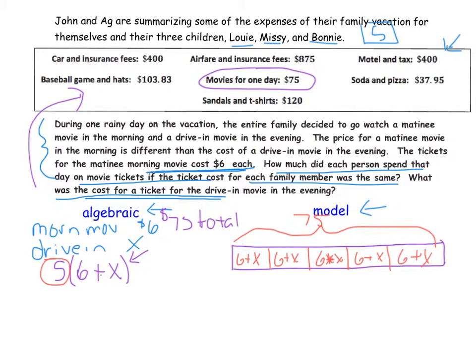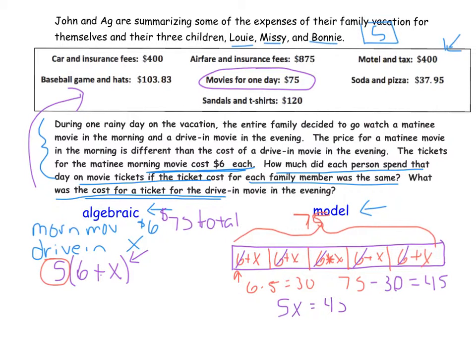So now we can see that if each one of them spent $6 in the morning, 6 times 5 is 30. So of this 75, 30 of it was spent in the morning. So now we're left with 45 that they spent in the evening. So we know if we took these 6's away, now we're left with 5. So now we have 5x that has to equal 45.